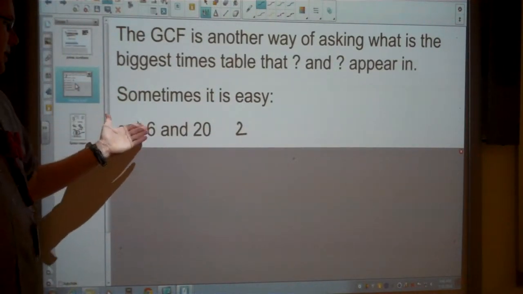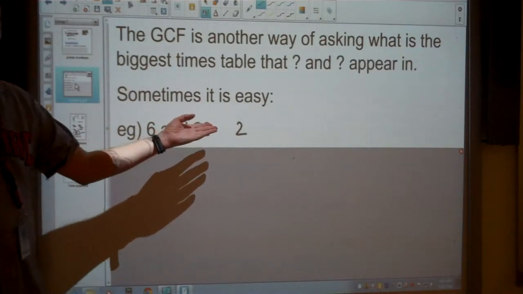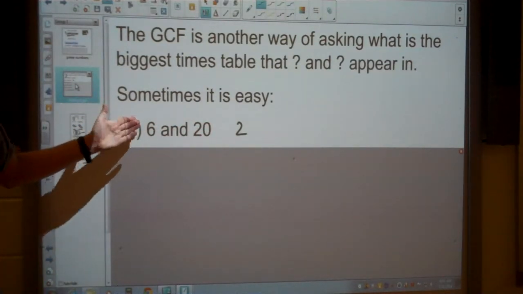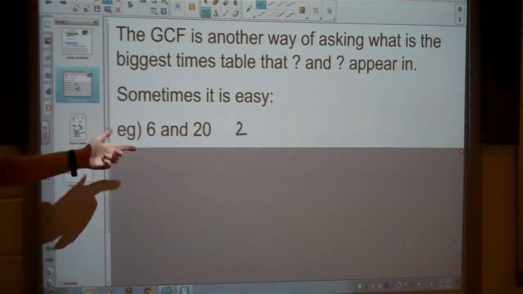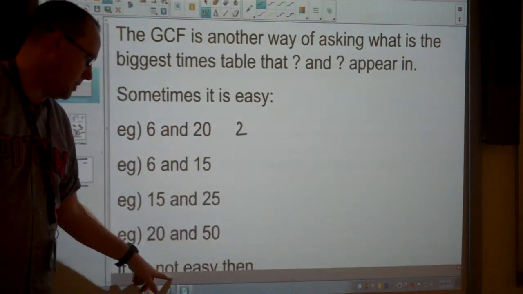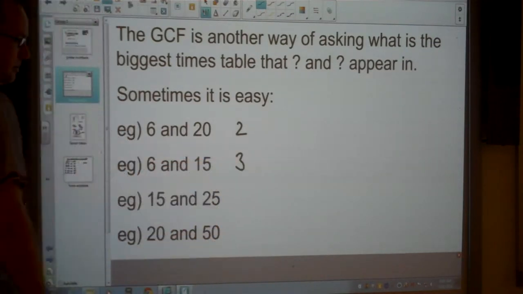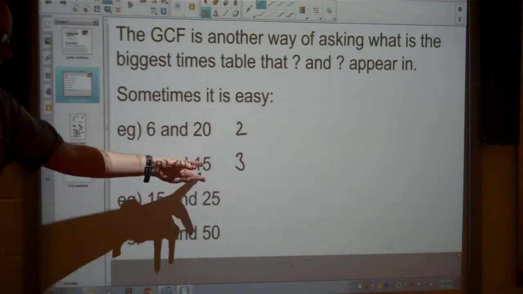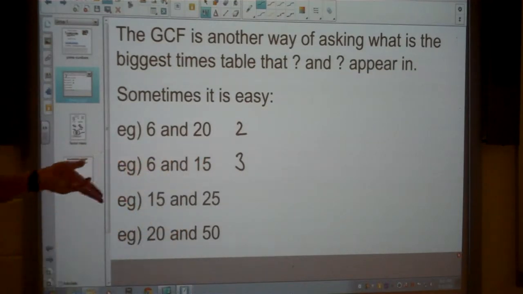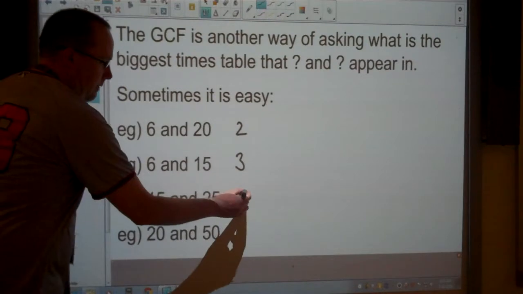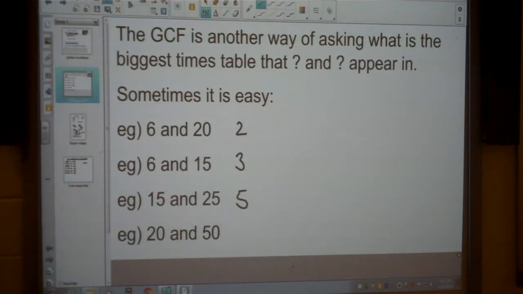So 3 divides into 6, but not into 20, so that's no good. The only other number dividing into 6 would be 6, but 20 isn't in the 6 times table. So sometimes you can look at these by knowing your tables well. So 6 and 15, I know they're both in the 3 times table. I can see 15's in the 5 times table, but 6 certainly isn't. The fact these both end in 5 is a big clue that probably 5 is our answer to this question.